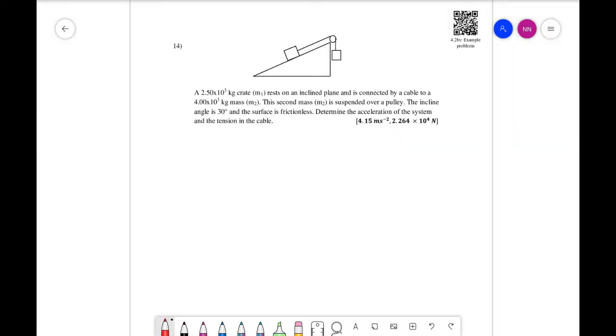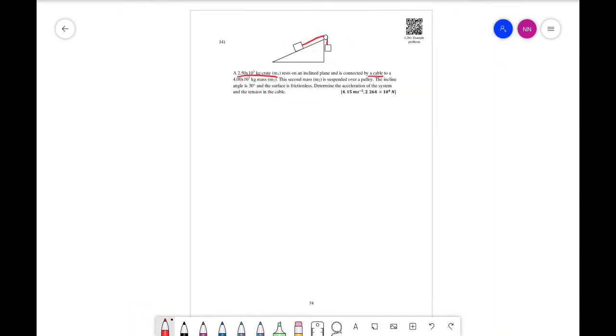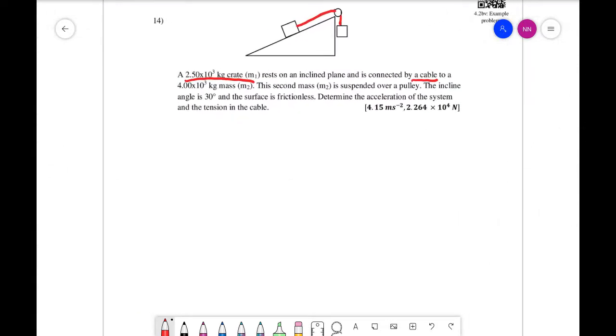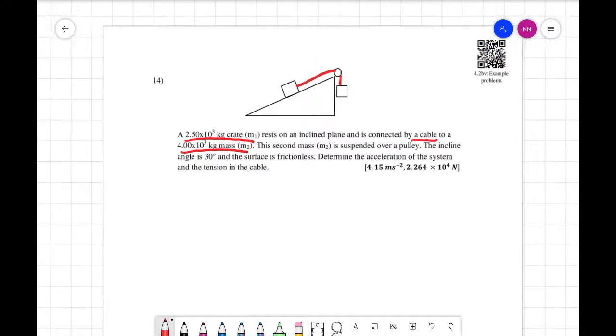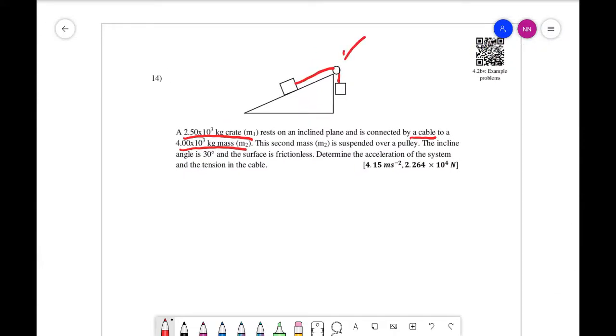Number 14, a 2.5 times 10 to the power of 3 kg crate M1 rests on an inclined plane and is connected by a cable to a 4 times 10 to the power of 3 kg mass M2. This second mass M2 is suspended over a pulley. So this is the pulley.